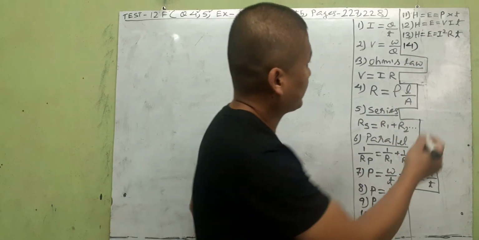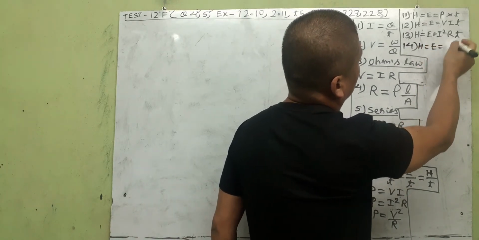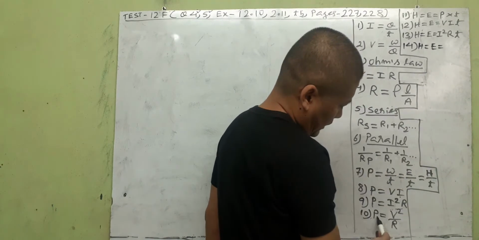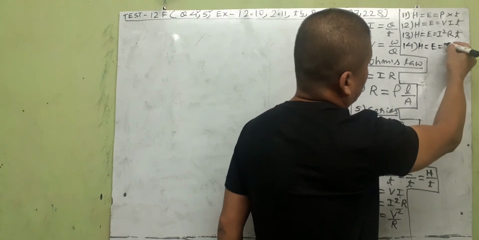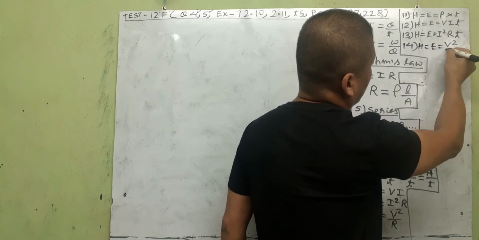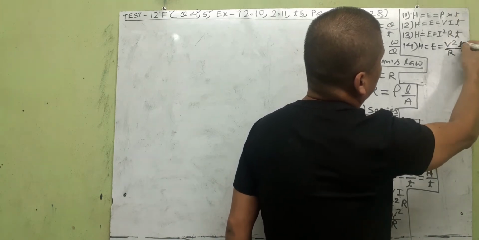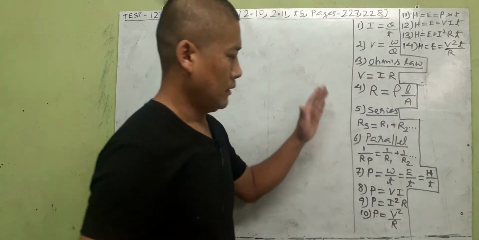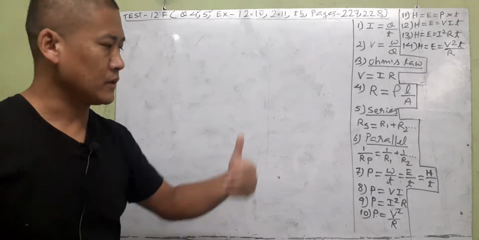So here again, H equal to E equal to P, this P here replaced by V square by R, because P is V square by R. So in place of this P, you put V square by R. Then that means this T, so V square T divided by R. These are the 14 formulas we're going to need from now on, in different sums.